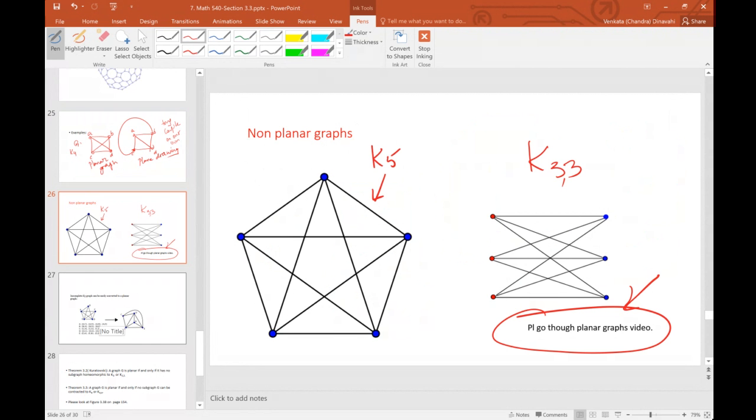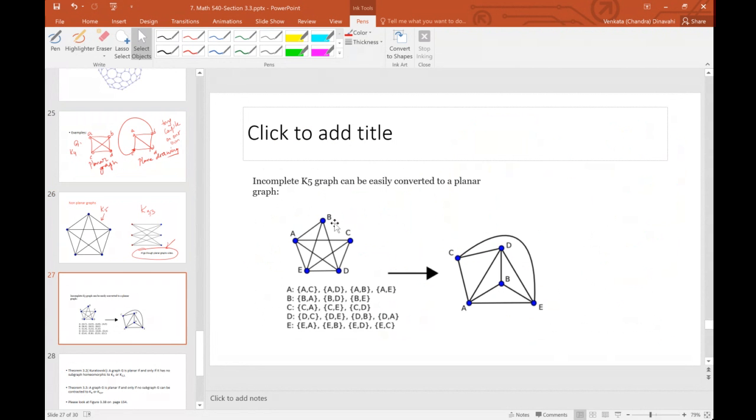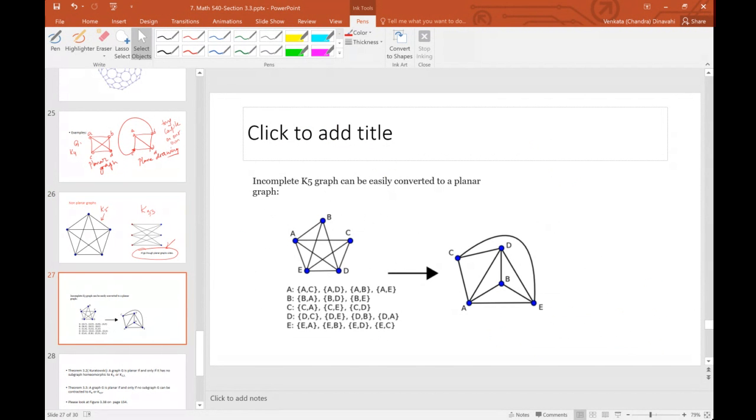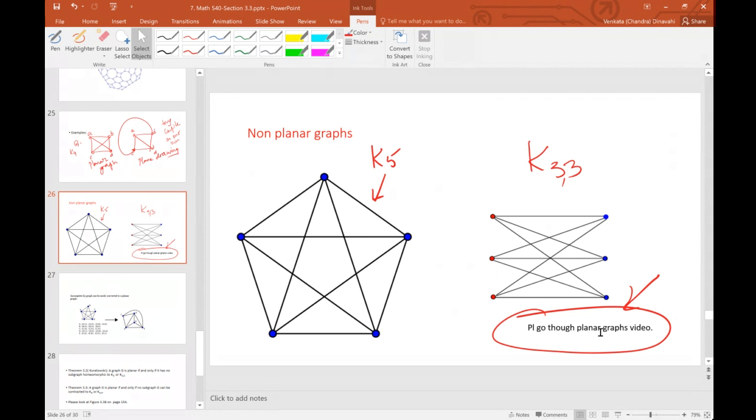For example, let us go into the next page. I just removed the edge between B and C. Now I can redraw the same graph where the edges are not crossing each other. So K5 is a mess. Even just by removing one edge makes your life easier, in the sense it becomes a planar graph. So now go through the video which I posted on planar graphs on YouTube. It will tell you why K3,3 is not planar and K5 is not planar.